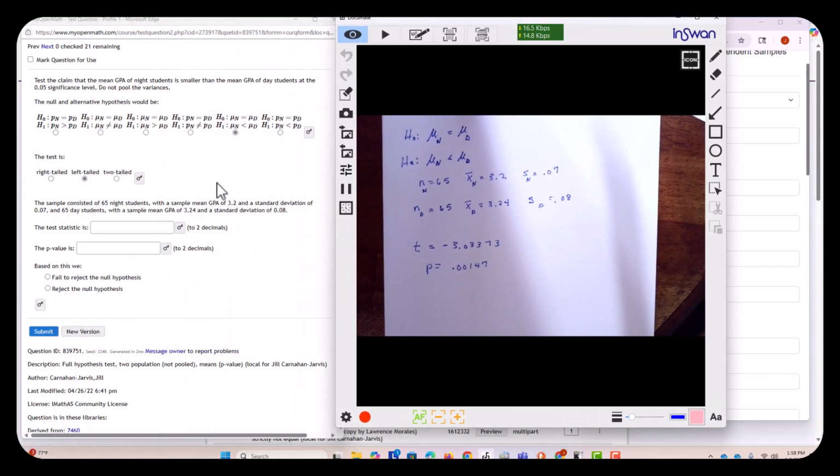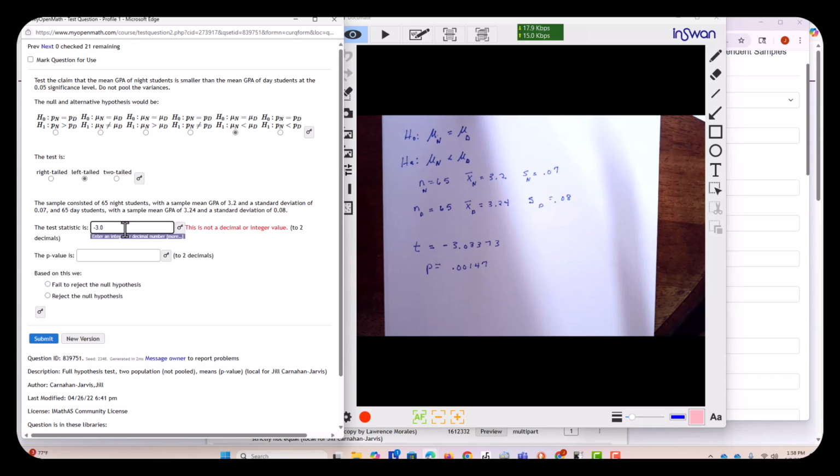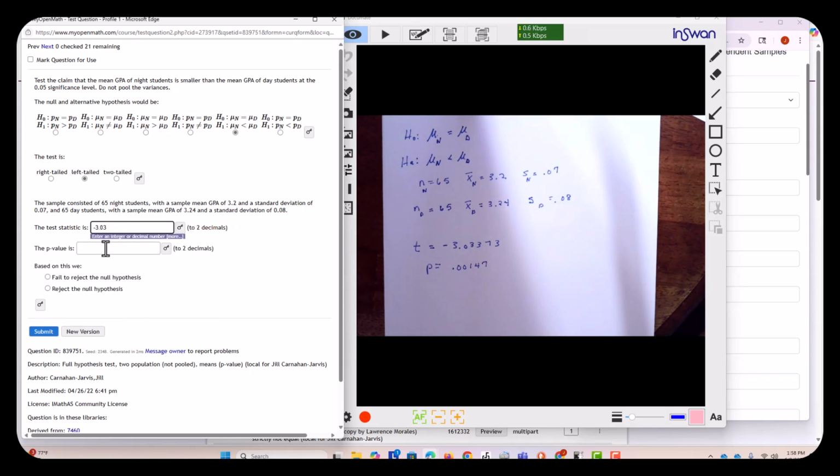Okay. Negative 3.03 to 2 places. Okay, 0.00. I only want 2. Reject the null. That one was kind of easy.